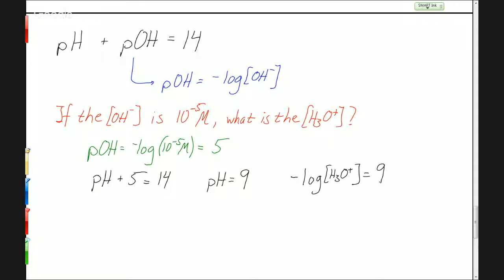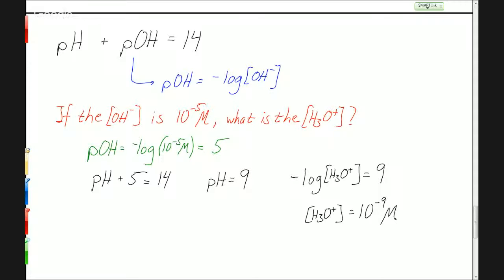What's an unlog? If the log tells us the exponent of a 10 to the power of something, then the unlog is to take the 10 to that particular power. So if the negative log of the hydronium ion is 9, then the hydronium ion concentration must be 10 to the minus 9. You just take that little number, that 9, and stick it back up on that 10. And that's how you go back and forth between log.